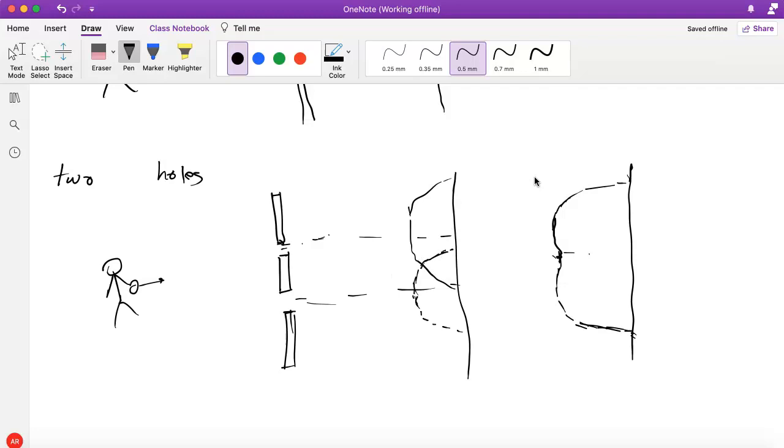They somehow get detected. When they hit, there's some interaction, and you see a bright spot where an electron hits. And they have a very low intensity of electrons, so definitely they reach the screen one by one. All right. So let's see what happens.